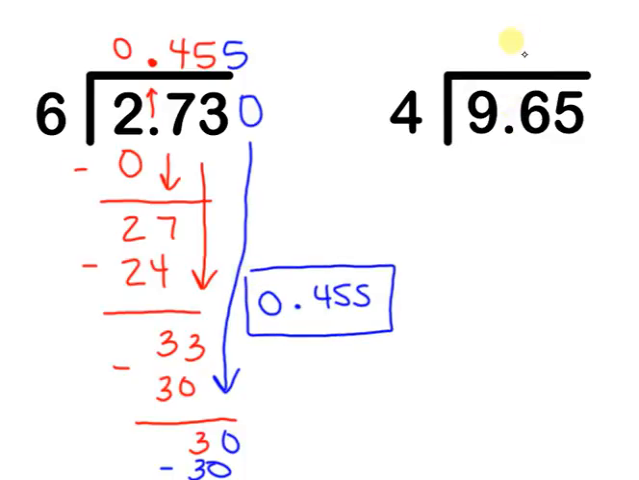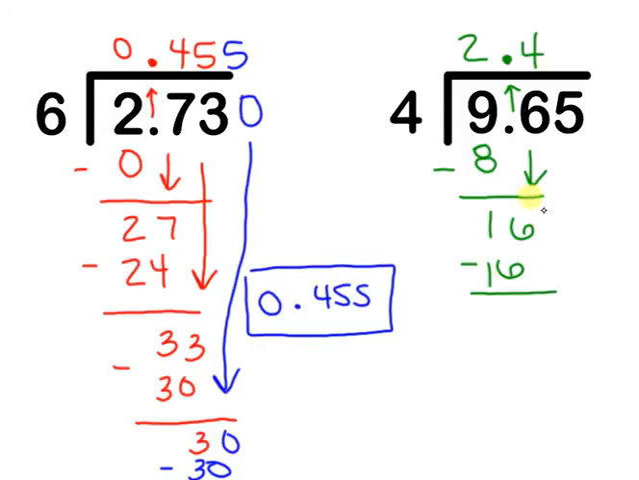All right, we're going to bring the decimal point straight up to the roof. 4 goes into 9 2 times. 2 times 4 is 8. Subtract. 9 minus 8 is 1. Bring down the 6. 4 goes into 16 4 times. 4 times 4 is 16. Subtract. 16 minus 16 is 0, but don't stop there because you still need to bring the 5 down.